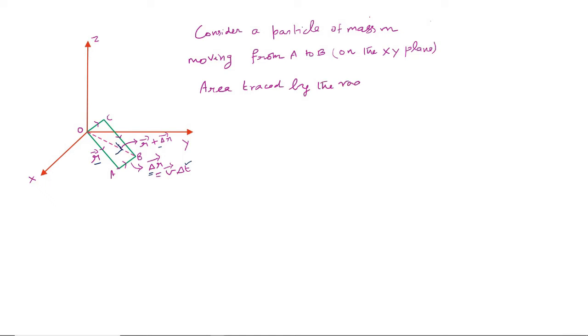Consider the area traced by the radius vector r in time delta t. This radius vector is going like this. So the area vector traced by the radius vector r in this time delta t is given by half into r cross delta r. For that, we would use the idea which we get in vectors.